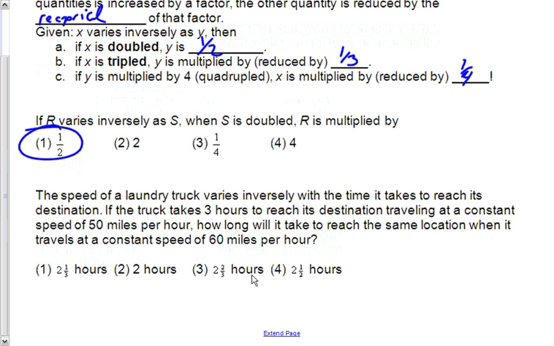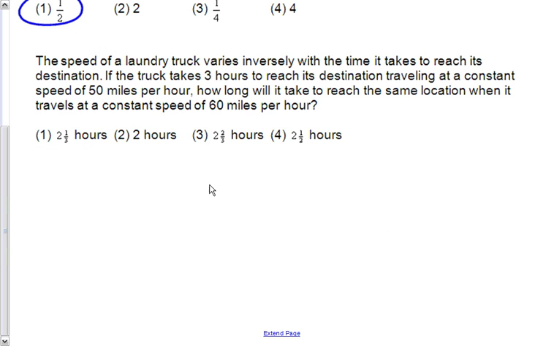The speed of a laundry truck varies inversely with the time it takes to reach its destination. If the truck takes 3 hours to reach its destination traveling at a constant speed of 50 miles per hour, how long will it take to reach the same location when it travels at a constant speed of 60 miles an hour? All right. So 3 hours times 50 is going to be 150. In other words, think about it. Does it make sense? They're going 150 miles.